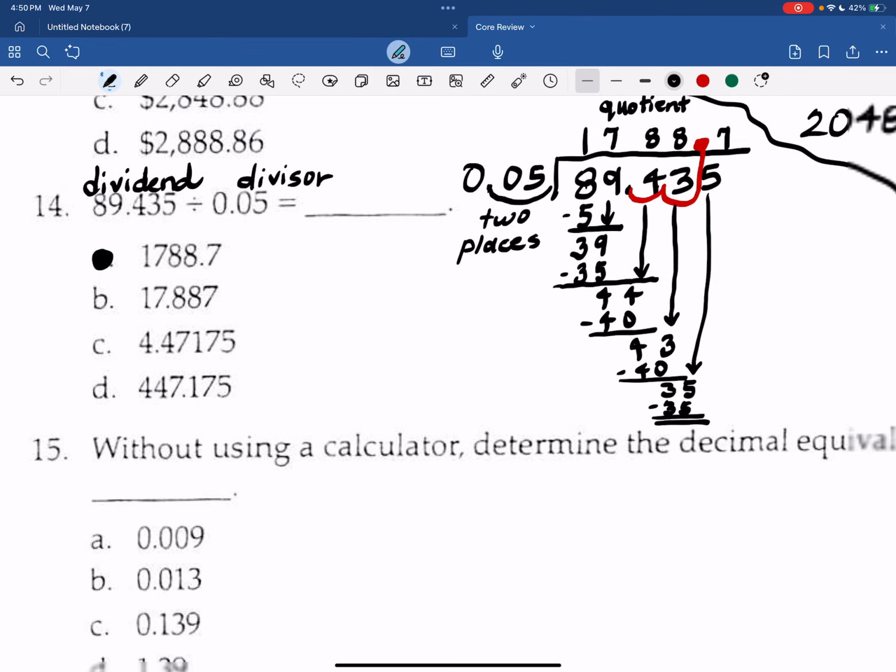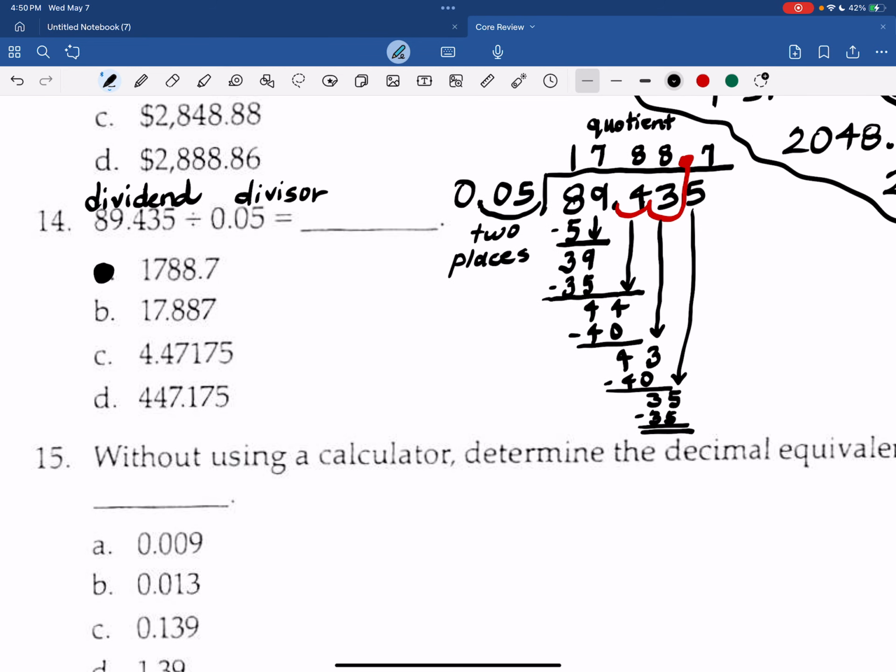So be very careful. I am going to check this because I don't trust myself, so I put it in exactly the way it's written. 89.435 divided by 0.05, and that is correct.